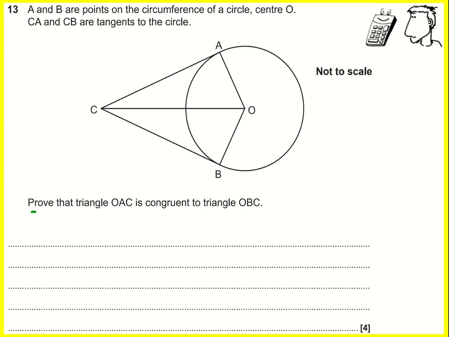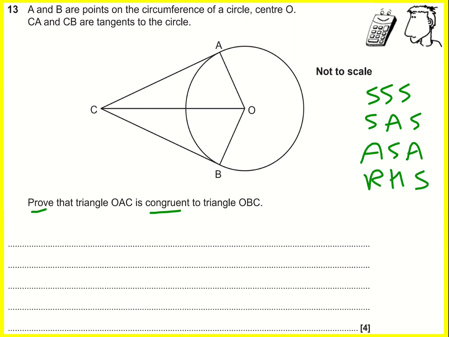Okay, here we have to do a proof of congruence. So we need to remember how can we prove triangles are congruent? Well, if we have three sides the same, then we're okay. If we have side, angle, side, we're okay. If we have angle, side, angle, we're okay. Or if we have a right angle, hypotenuse, and a side, we're okay.